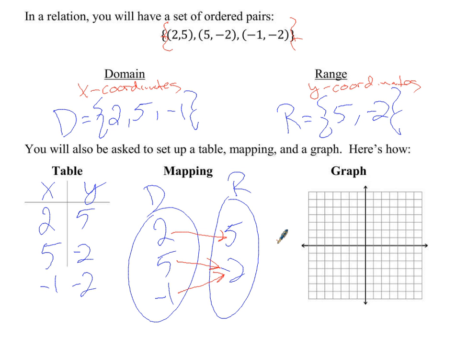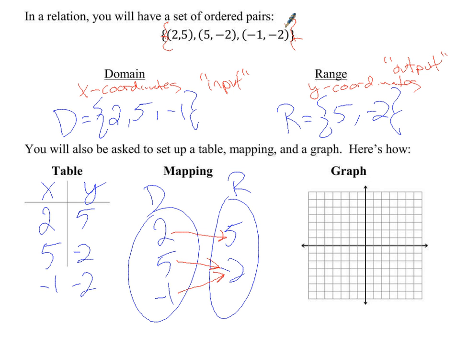That's your mapping. Basically what this says is if I have an input, so for domain, it's the inputs, and for range, it's output. If I have an input, that's like if I have a machine and I put something into the machine, it does some stuff and it spits out a result. The range are the results. So this is what I put into the machine, this is what I get out of the machine. Input, output. If I put 2 into this relation machine, I get a 5 back. If I put 5 into this relation machine, I get a negative 2 back. If I put negative 1 into the relation machine, I get a negative 2 back.